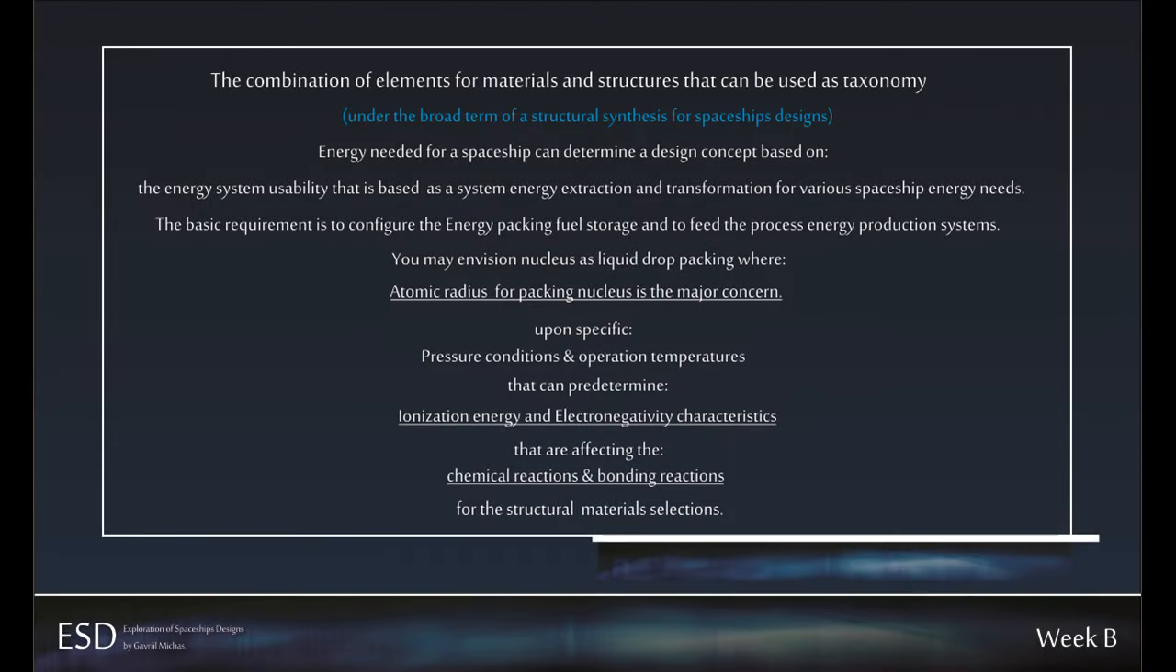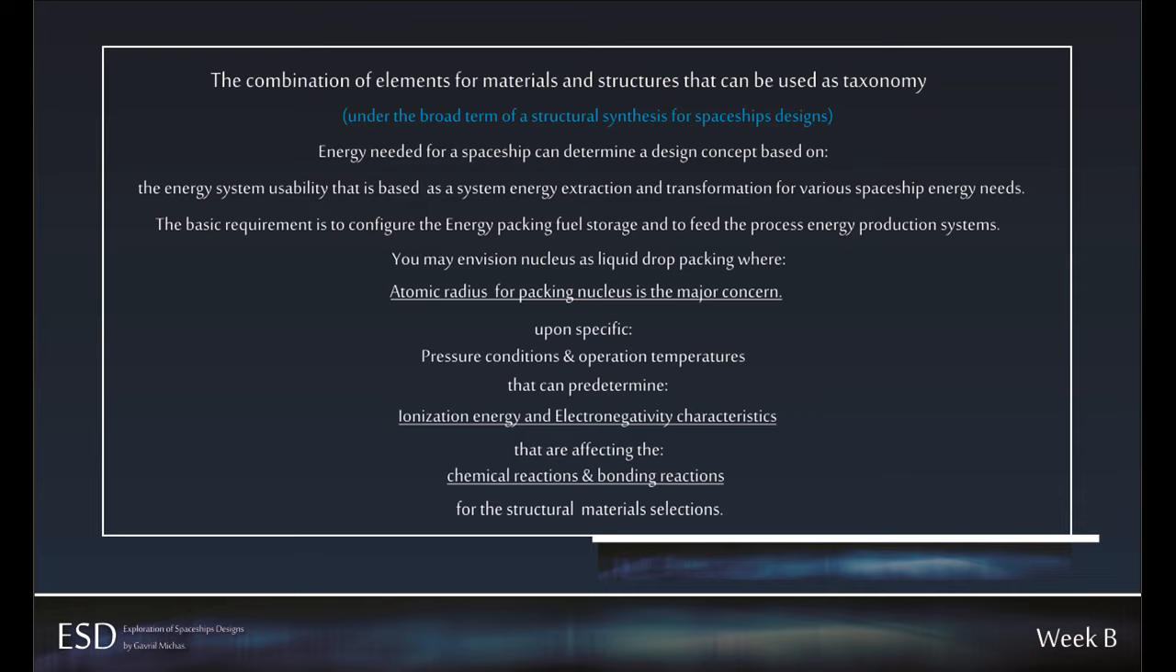The combination of elements for materials and structures can be used as taxonomy, under the broad term of a structural synthesis for spaceship designs. Energy needed for a spaceship can determine a design concept based on the energy system usability, that is, based on a system of energy extraction and transformation for various spaceship energy needs. The basic requirement is to configure the energy packing, fuel storage, and to feed the process energy production systems.